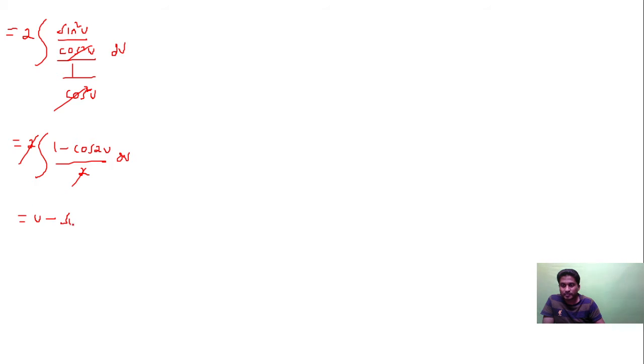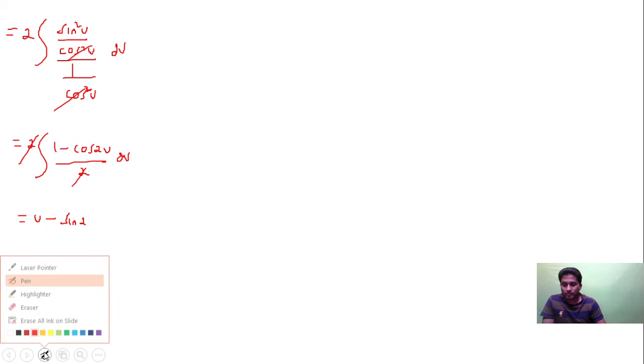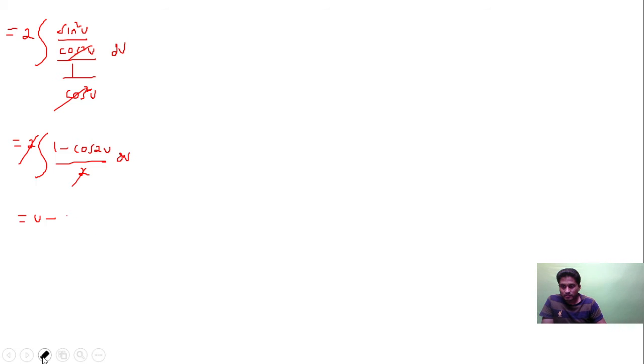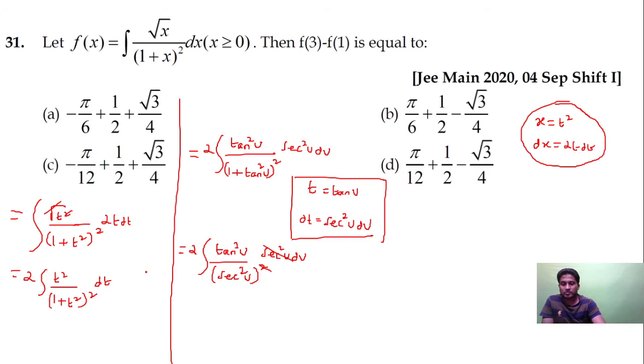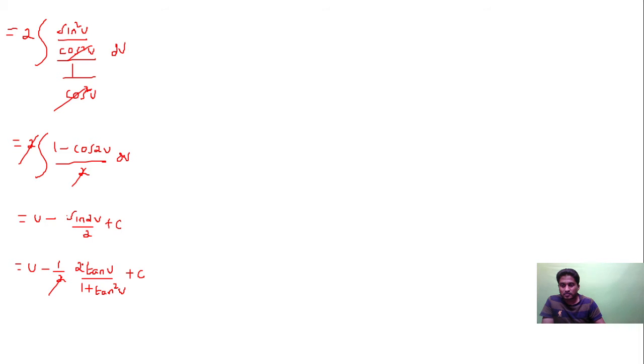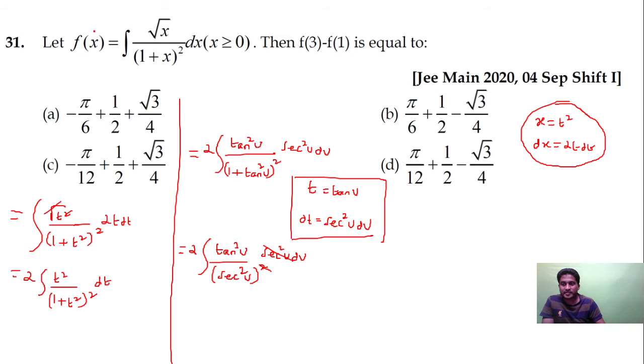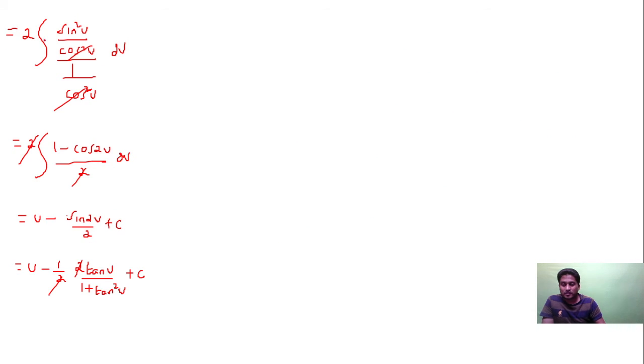Integration of cos 2u will be sin 2u upon 2. So this can be written as u minus 1 upon 2 sin 2u, plus c. Sin 2u can be written as 2 tan u upon 1 + tan² u, plus c. Obviously the 2 and 2 cancel. This entire integral is f(x).